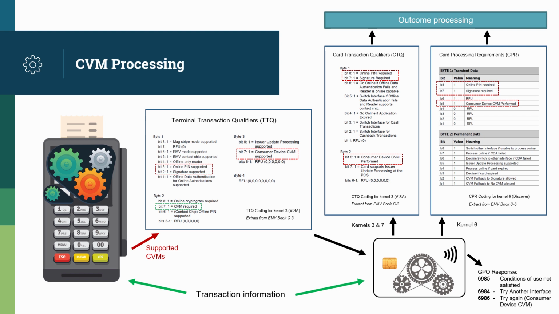The card and the reader are just trying to find a common CVM method so that everyone is protected. You should note that if none of those CVM bits in the CTQ or the CPR are set to 1, the transaction may be processed without cardholder verification. This is actually very common for low amount transactions. Just tap and go.